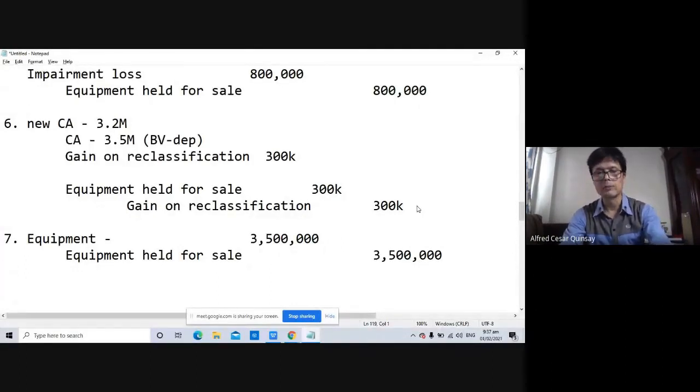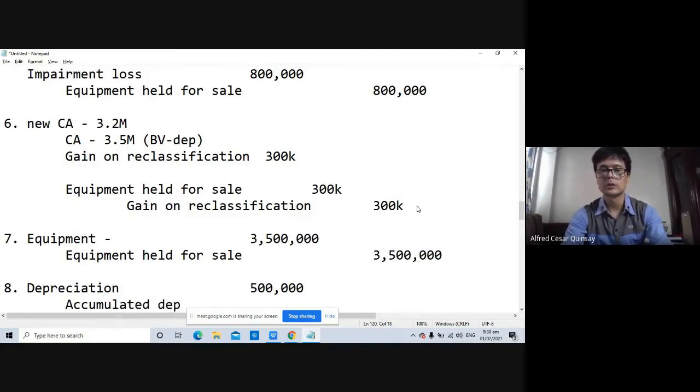Kukunin na lang natin yung remaining life after it has been reclassified. So debit depreciation. Okay, so magkano yon? So ikukunin natin yun, no? Okay, so nakalagay diyan, no? 500,000. Okay, kasi ito yung original, di ba? Accumulated depreciation, no? Actually 3.5 yung kanyang bagong book value or yung carrying amount niya. Okay, so divided by remaining years which is 7 years.